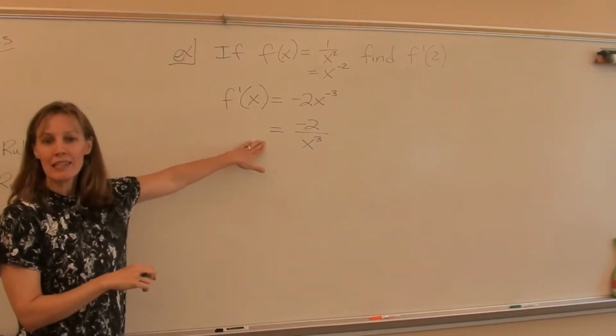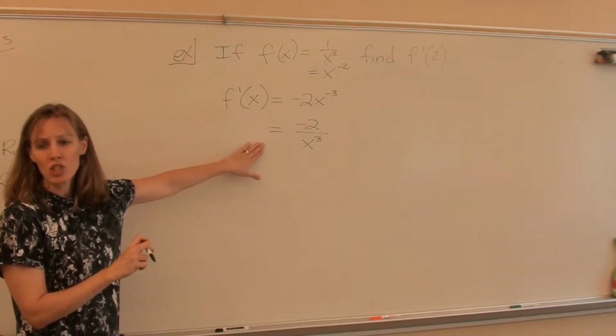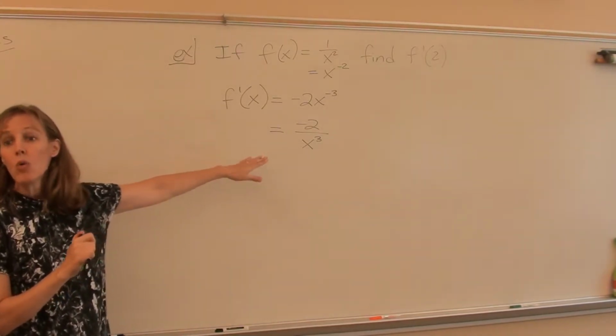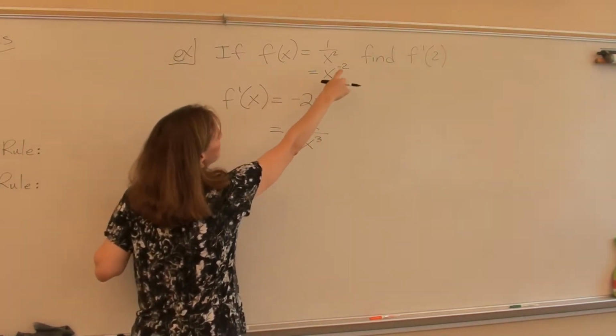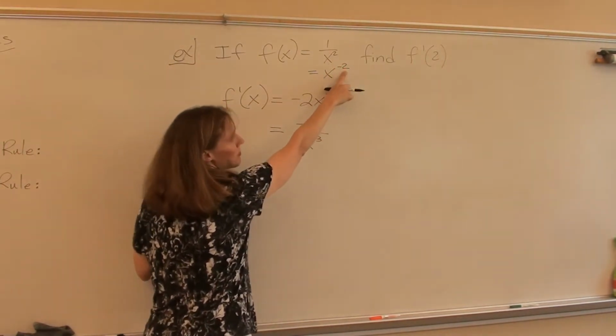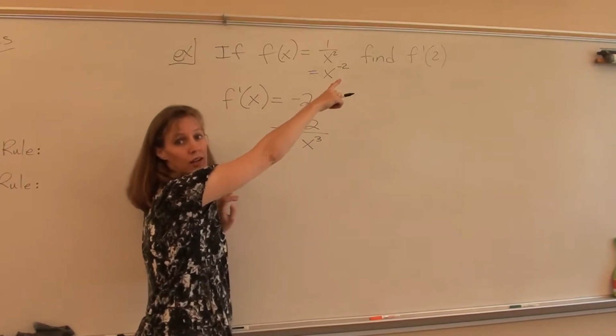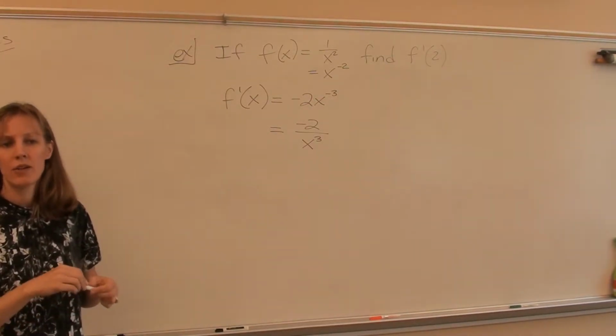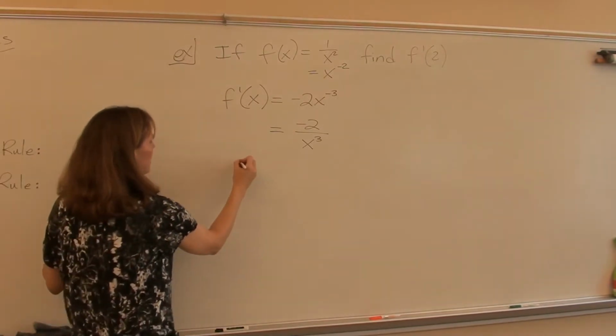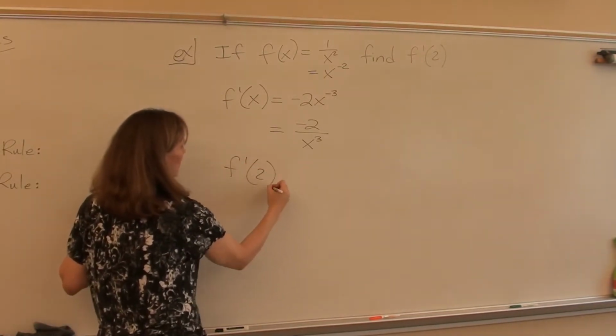Okay, did everyone get this? Are there questions? Where did the 3 come from? Okay, your power rule says you take the power and then reduce it by 1. What's negative 2 minus 1? Does that make sense? Yeah. Okay. Alright, so now we need f prime of 2.